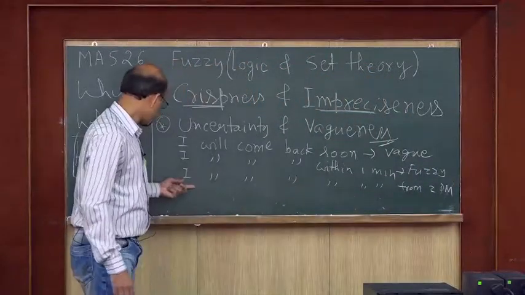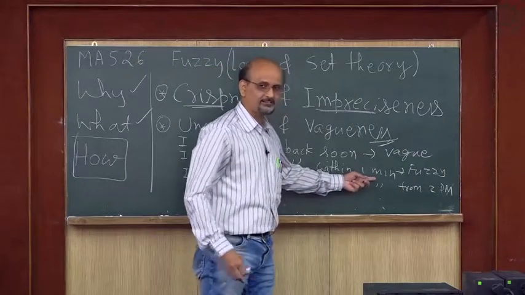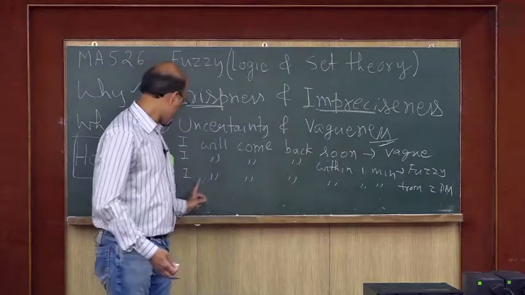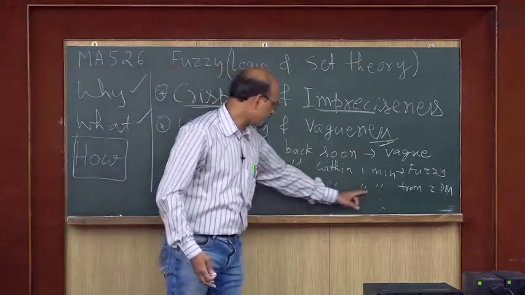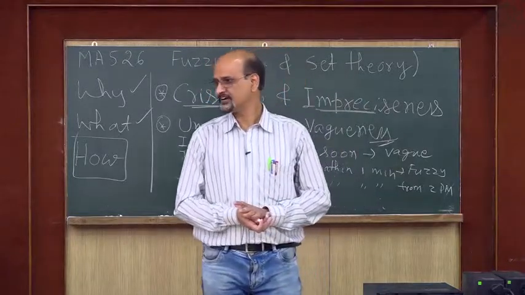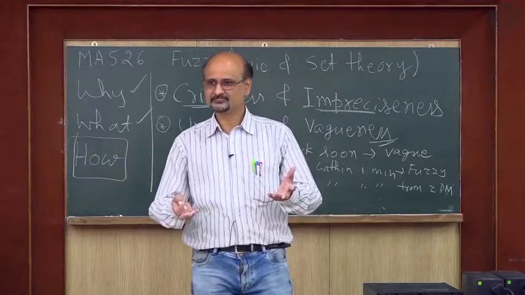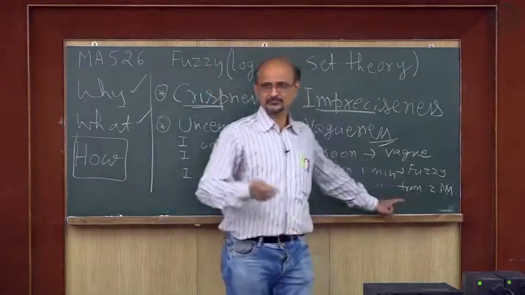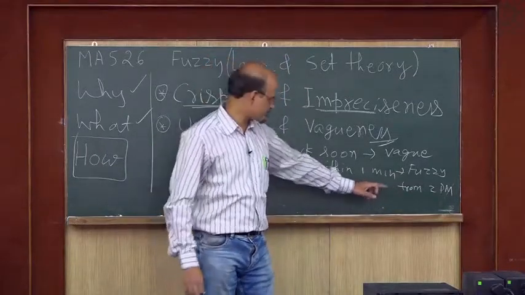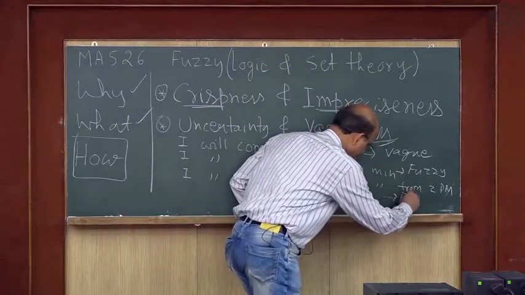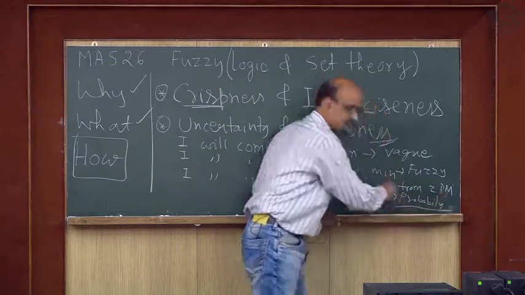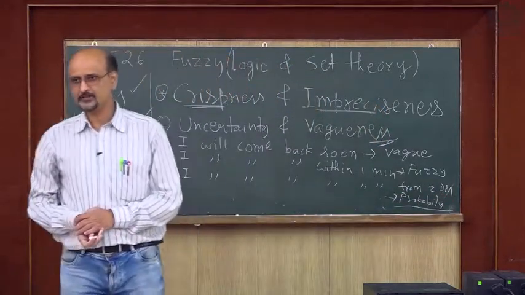Okay? Now, I will come back, but 1 minute from when? That is a question. From when? I will come back so within 1 minute from 2 p.m. What is that? That is probability theory. There comes the probability. So, there is a distinction, because we have all read probability theory, there is a distinction between probability and fuzzy. So, I will show you after this discussion what is the difference between fuzziness and probability. Okay?